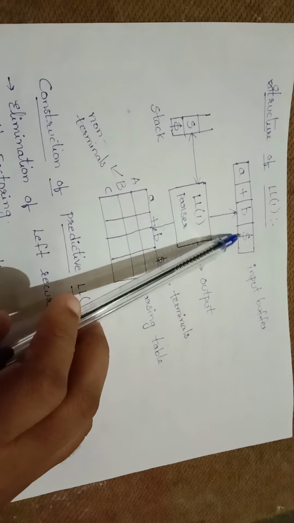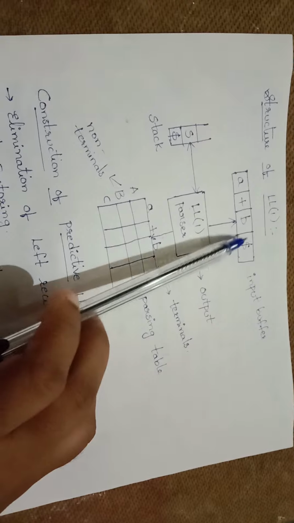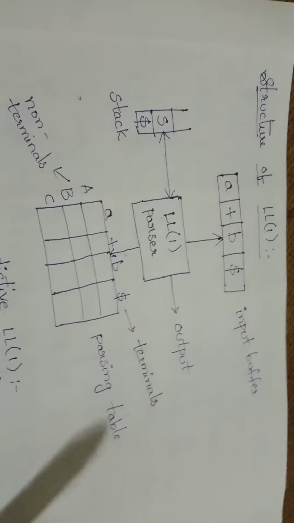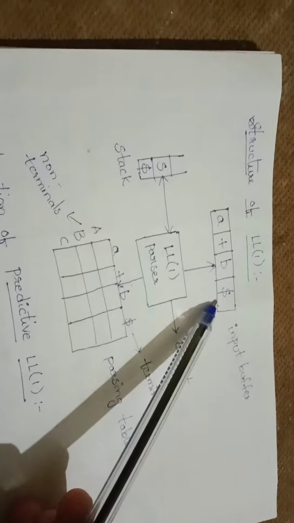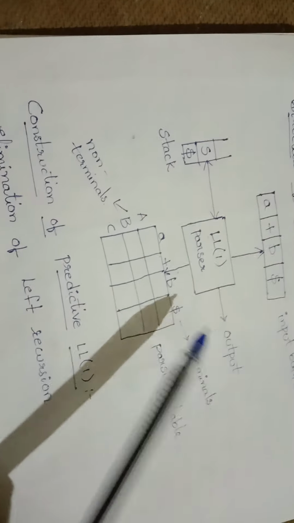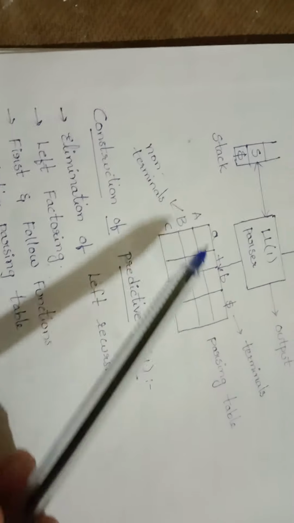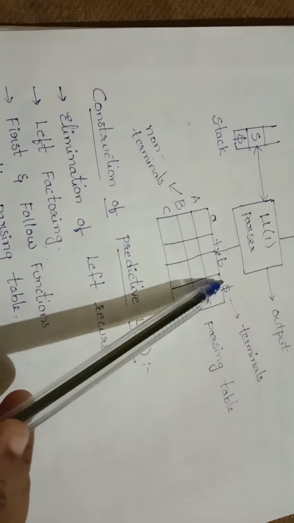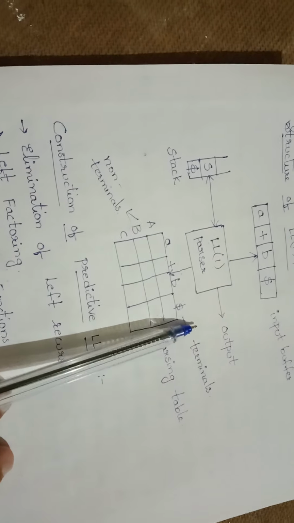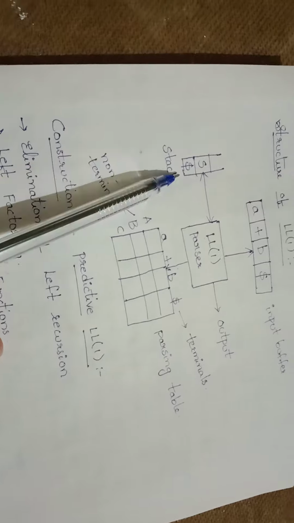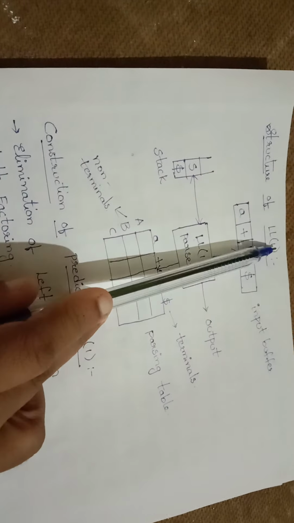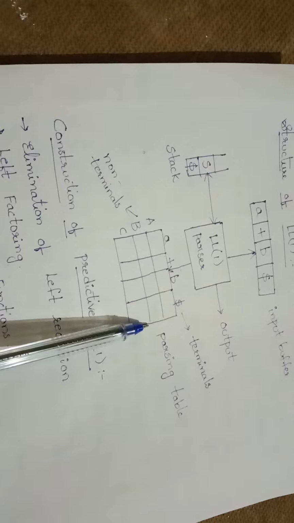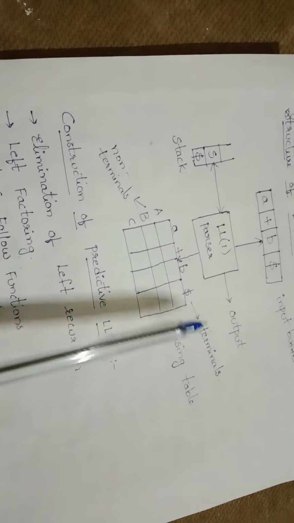For the input string, we are going to give a dollar symbol at the end. So we are going to use dollar for the given input string at the end. This is the parsing table, and we are going to write all the non-terminals here and all the terminals here, and here we are going to get the output. So this is how the structure of LL1 works. We are going to have a stack, and we are going to give the input, and then we are going to construct the parsing table, and then finally we are going to parse the input string.